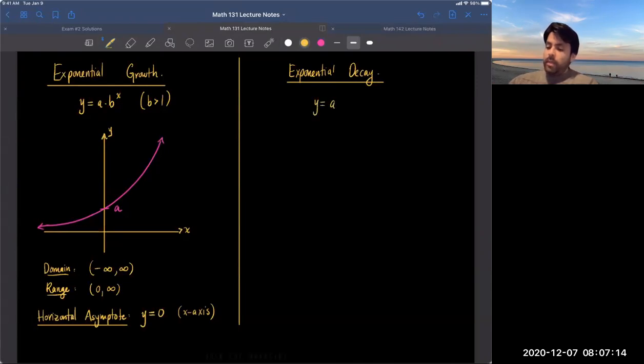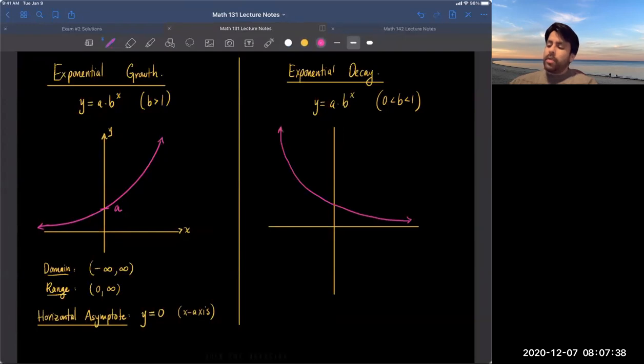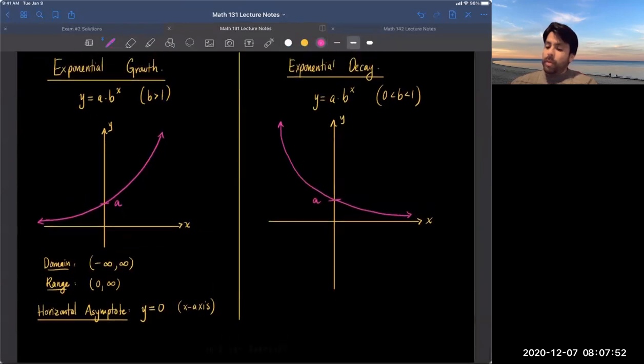So this is a times b to the x, but this is when my b value is between 0 and 1. And the curve is very much just like exponential growth, but it's going in the opposite direction. So actually it has very much the same attributes as exponential growth. So I'm going to just erase this a bit here.